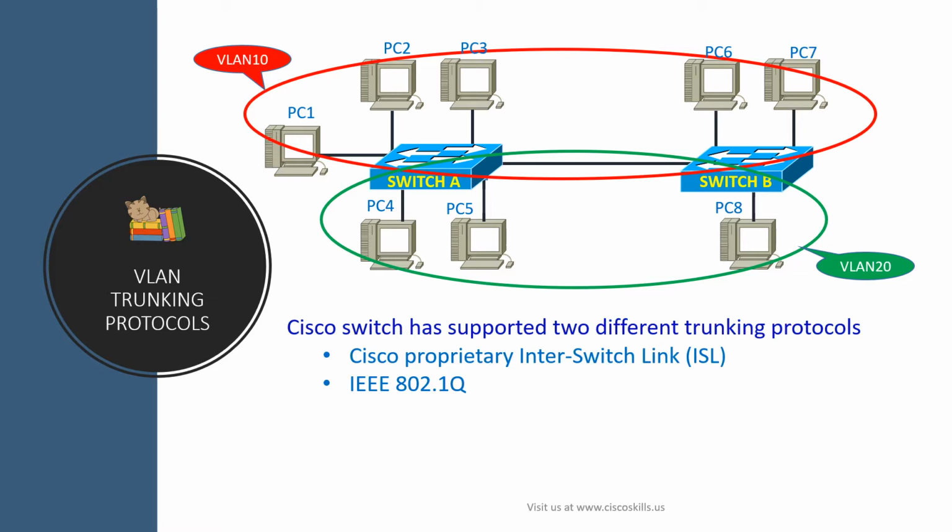As you may know, Cisco switches have supported two different trunking protocols: the Cisco proprietary Inter-Switch Link protocol and the industry standard IEEE 802.1Q protocol. However, because the IEEE 802.1Q protocol is so popular nowadays, many of the latest models of Cisco switches stopped supporting the Inter-Switch Link protocol. That is the reason why we only talk about the IEEE 802.1Q protocol in this video.